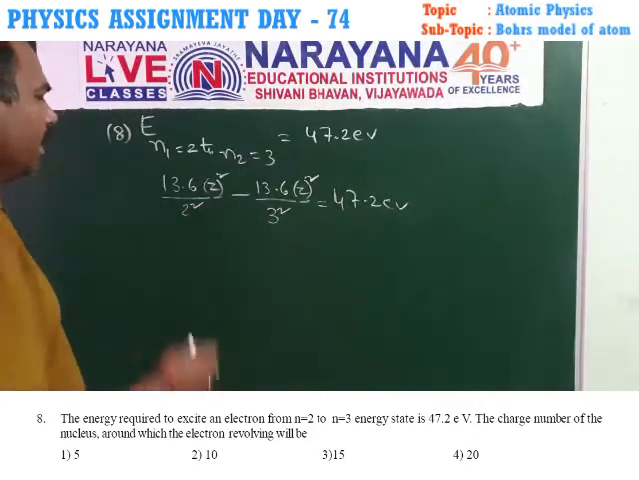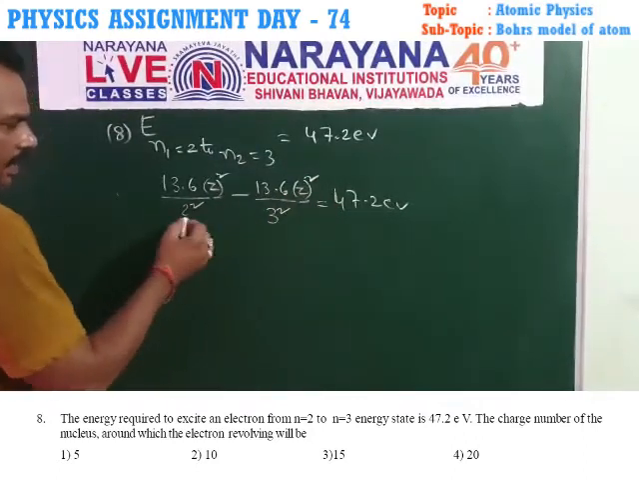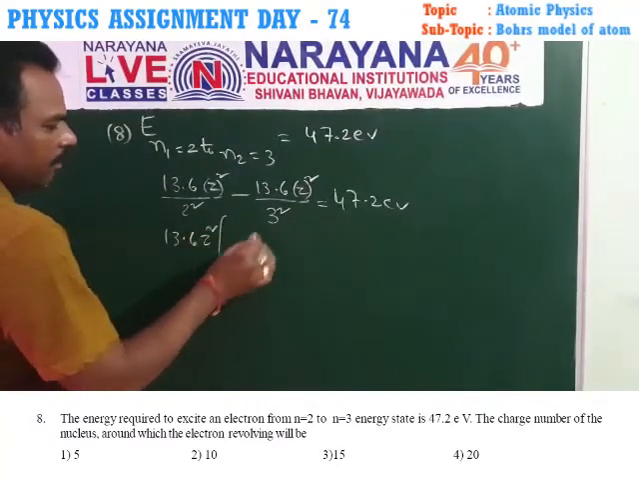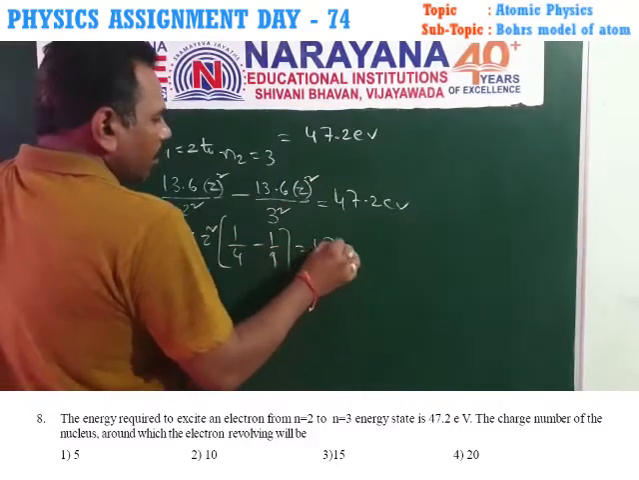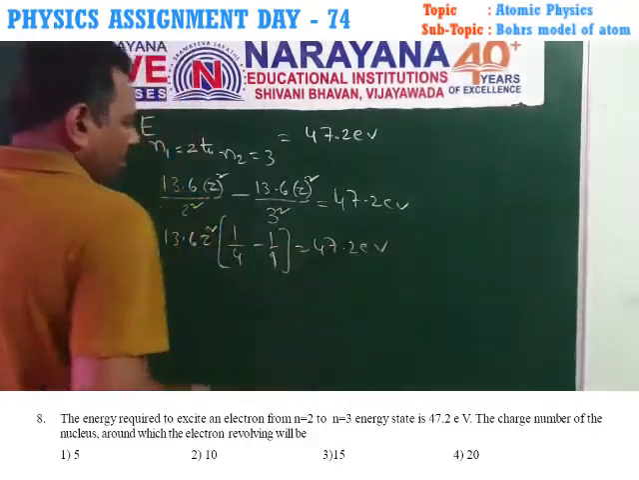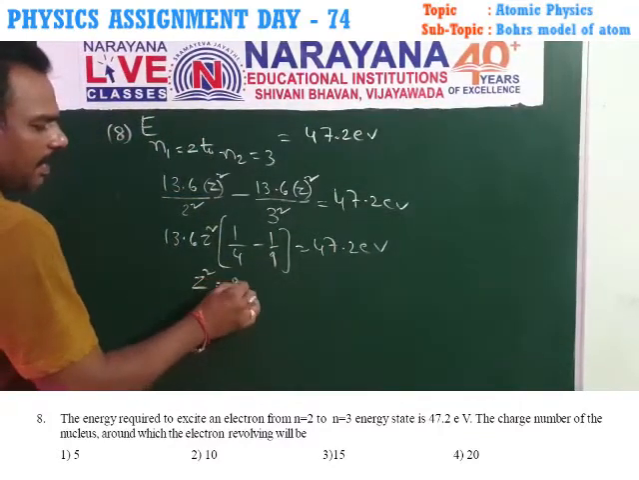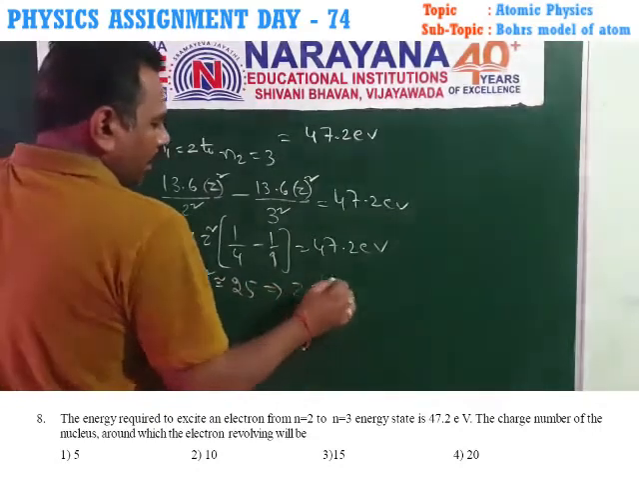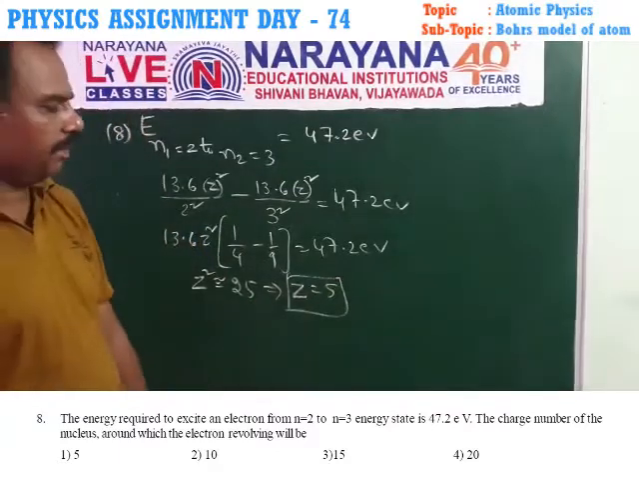So Z square by n square, Z square is unknown value. So I am calculating this here. 13.6 into Z square will be common. We get 1 by 4 minus 1 by 9 is equal to 47.2 electron volts. So on calculating this, Z square is equal to nearly 25. So Z is equal to 5 only. Charge number.